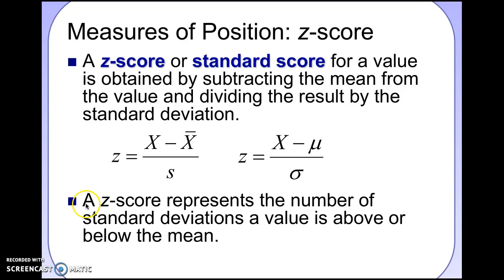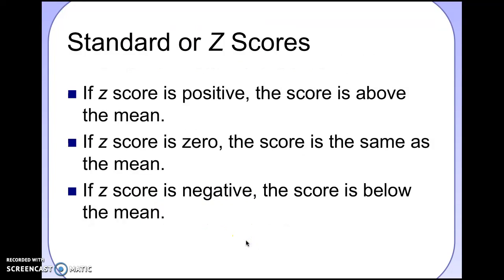Now, this z-score represents the number of standard deviations a value is above or below the mean. If a z-score is positive, the score is above the mean. If a z-score is 0, the score is the same as the mean. And if the z-score is negative, the score is below the mean. So those values are giving you a position and where this is in relationship to the data.